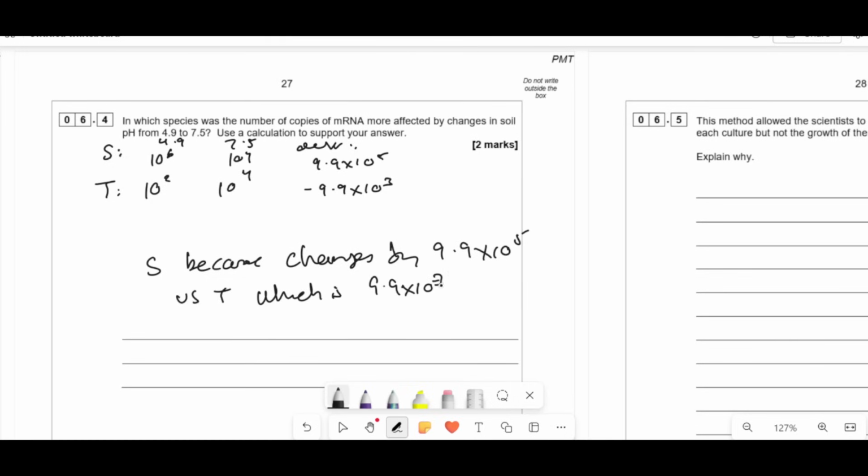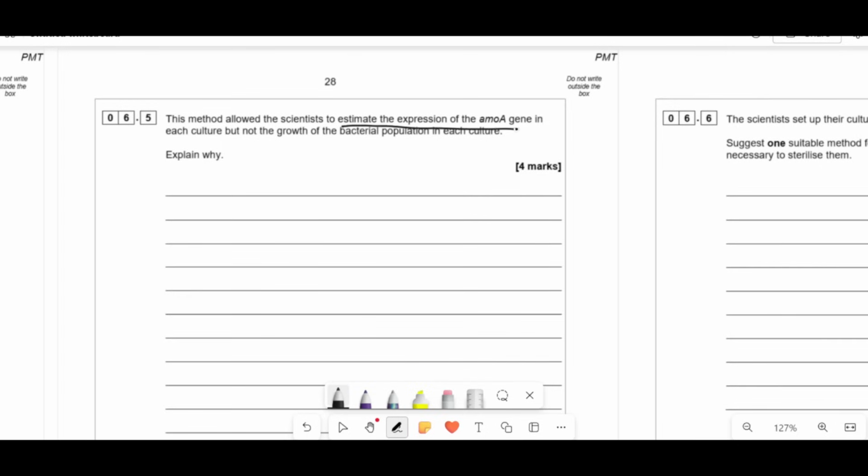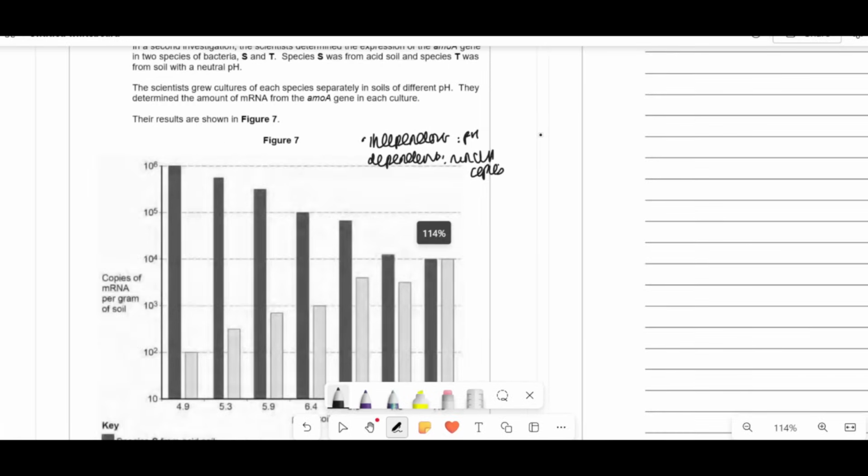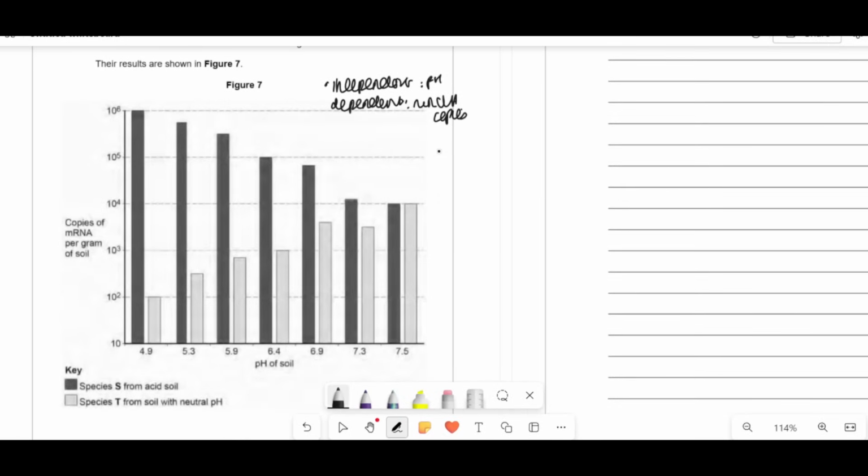There you go. This method allows a scientist to estimate the expression of the MOA gene in each culture, but not the growth of the bacterial population. Explain why. So this question again, let's go back to the thing here. It's saying it could estimate expression of MOA, but not the growth. So we need to look back on this and think what's up. Why can't we just say, oh, they're growing more, right?